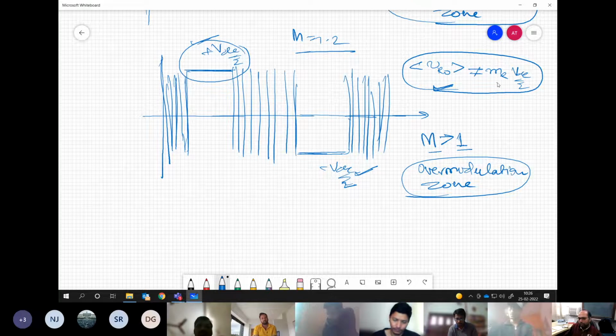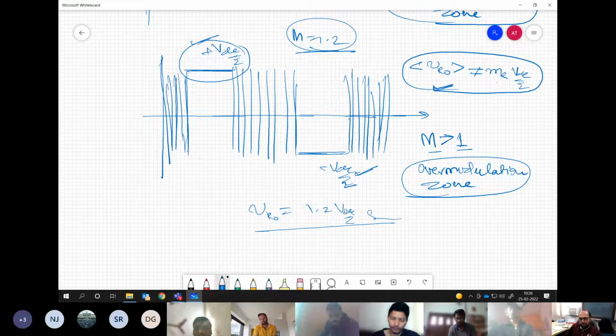You are giving some MR value, say 1.2, but you cannot say that my VRO would be 1.2 VDC by 2 times of sine omega t. This you cannot say. May happen, may not happen. Actually, it will be higher than this. Understand my point? This is what is called over-modulation zone.